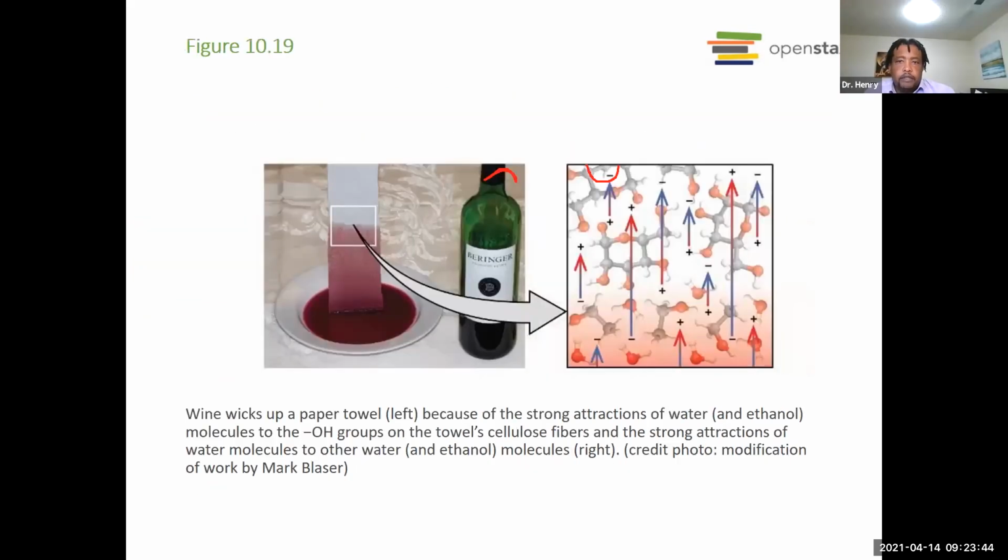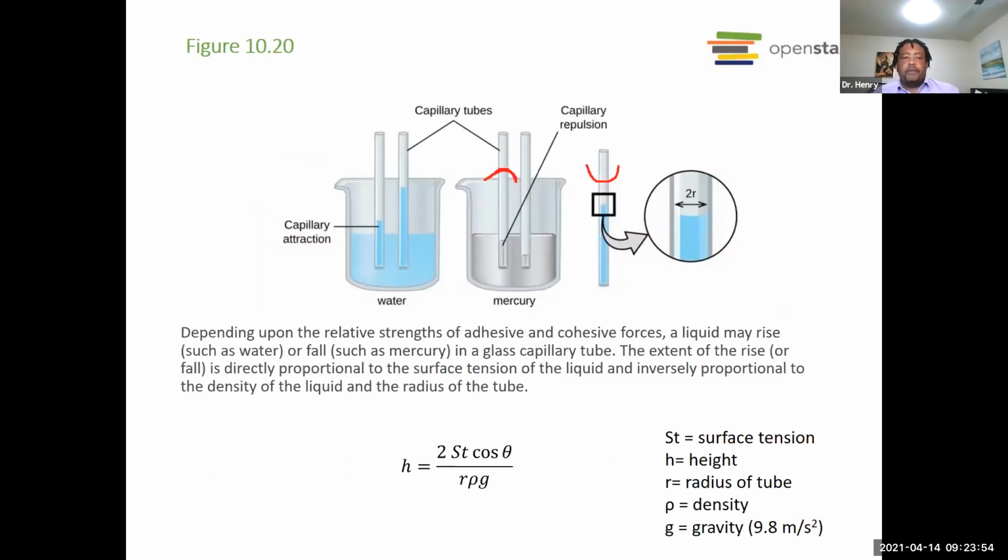Okay, and we talked about the wine spilling. So we could utilize certain aspects. In this case, we can use capillary tubes, and we can estimate how far up a capillary tube water is going to go based upon this equation here.